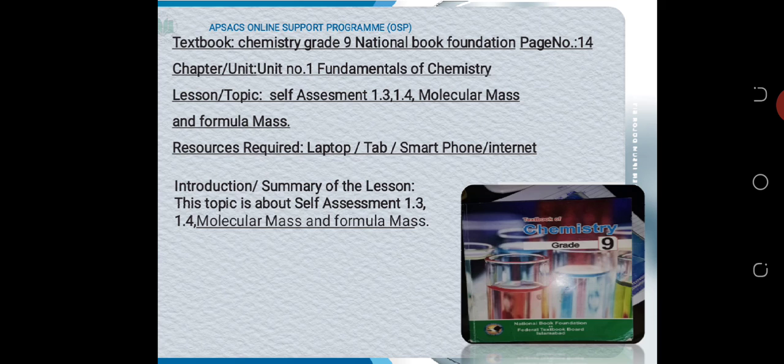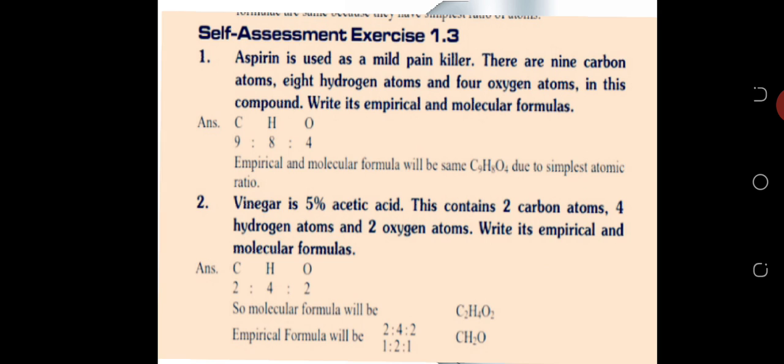Introduction and summary of the lesson: this topic is about self assessment 1.3 and 1.4, molecular mass and formula mass, and you can see the picture of your textbook of grade 9. In self assessment 1.3, you have been given aspirin, which is used as a mild painkiller. There are 9 carbon atoms, 8 hydrogen atoms and 4 oxygen atoms in this compound. Write its empirical and molecular formula.